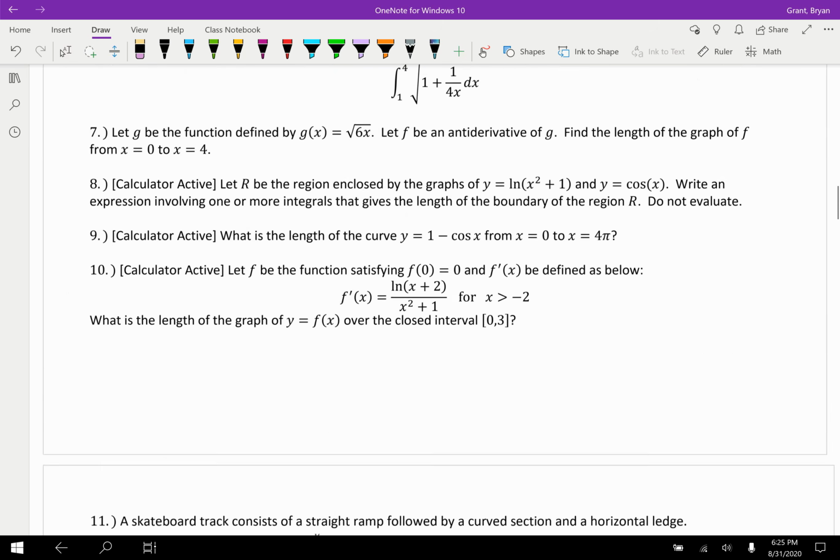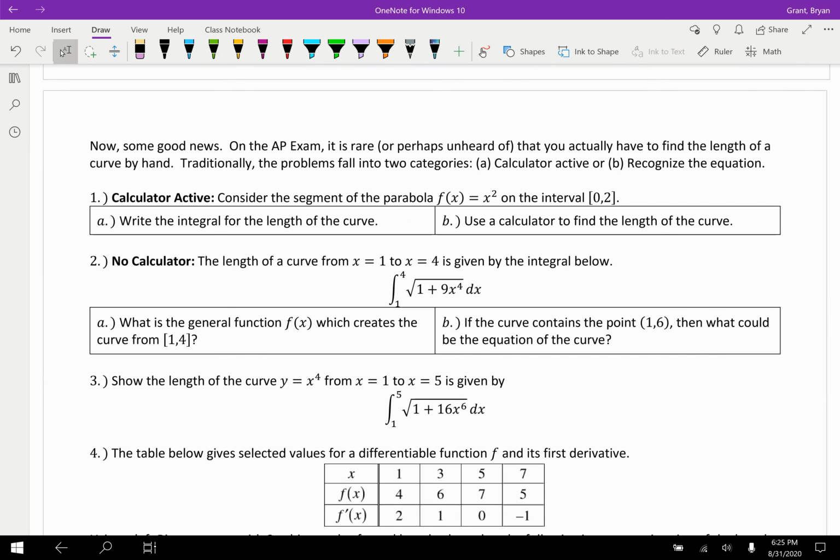There are 11 problems here. You should tackle these ones on your own. They're nothing too crazy. And if you need help, you can always check my solutions. They're posted on Teams. You can email me, ask me any questions you need.